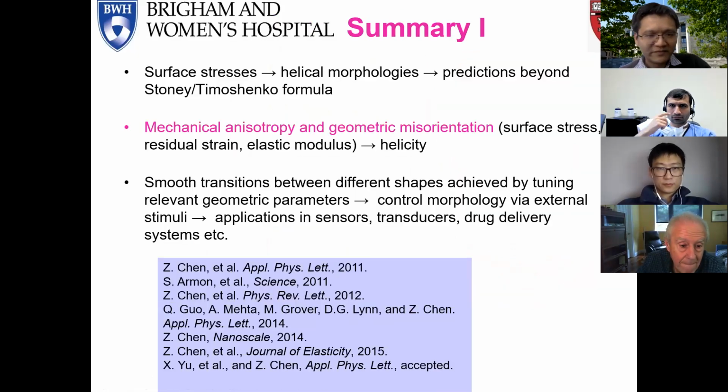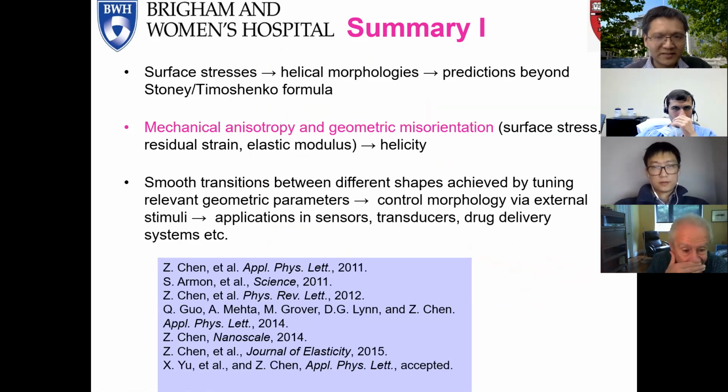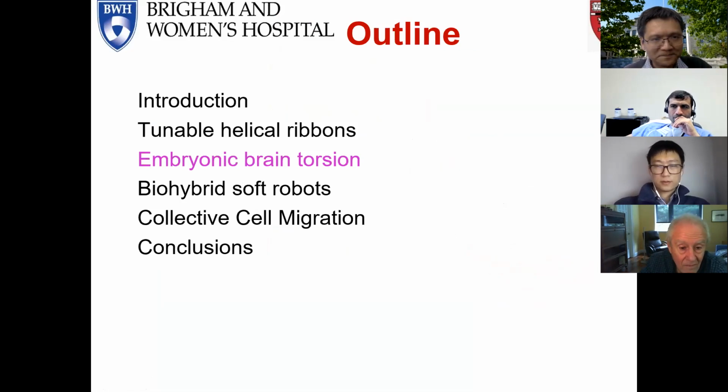To sum up quickly, we developed a theory that interprets the spontaneous formation of helical ribbon shapes due to mechanical anisotropy and geometric misorientation. We showed that the smooth transition between these geometries can be tuned and controlled via external stimuli, and that can imply applications in sensors, transducers, drug delivery systems, or robotics.